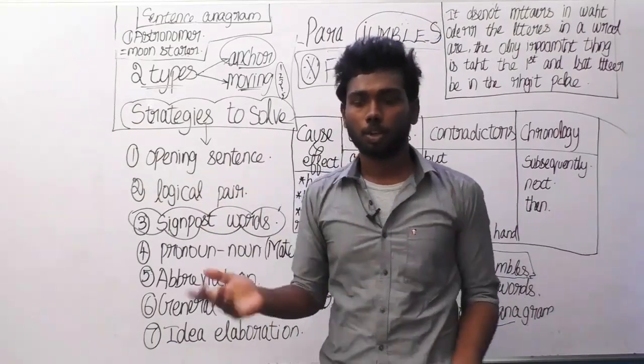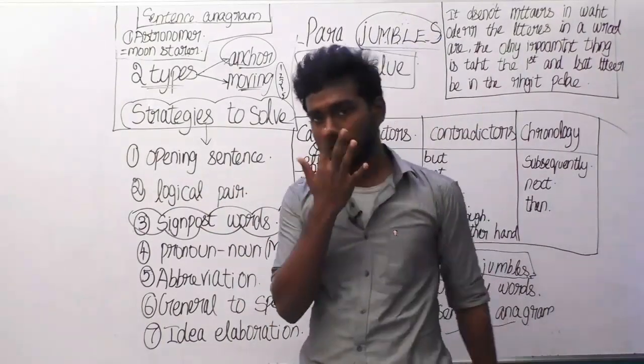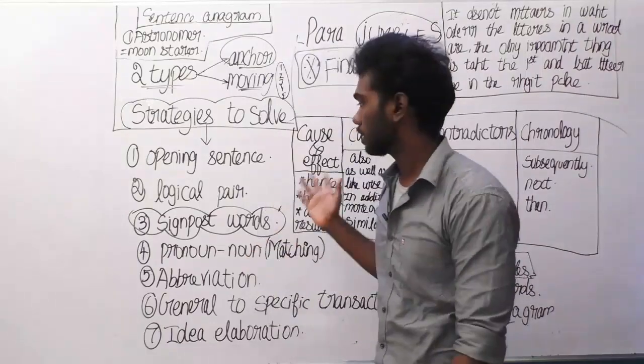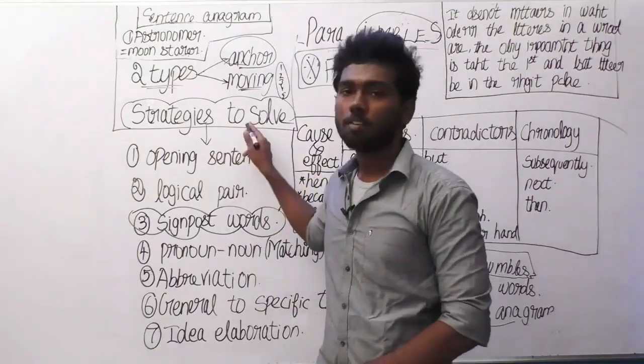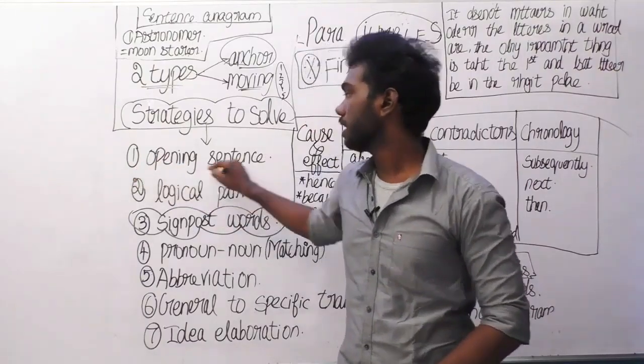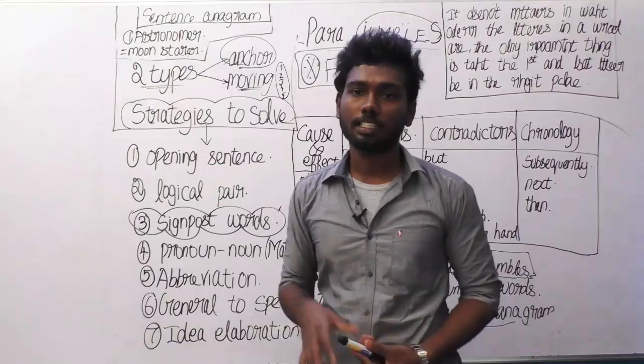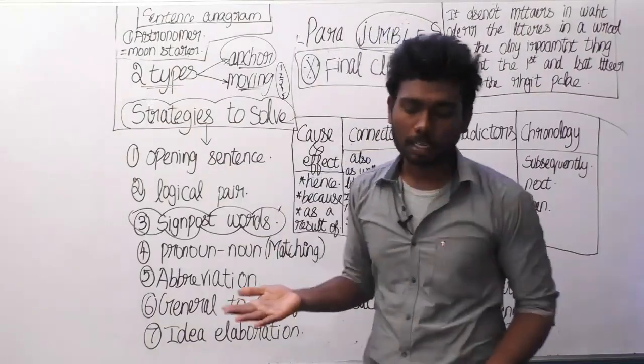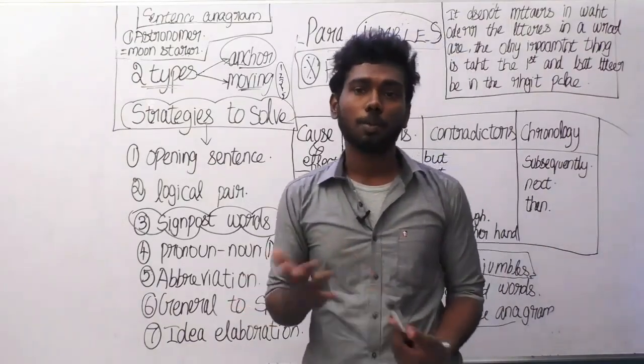That is the objective of this class. So let us enter into the class and solve para-jumble questions. Strategies to solve para-jumble questions. Sentence clue 1, opening sentence. So initially you have to figure out the opening sentence. How can you figure out the opening sentence?